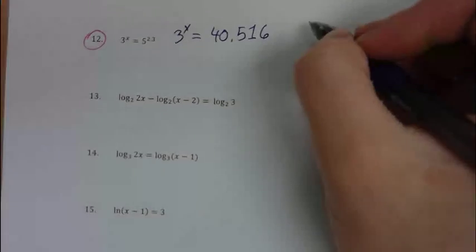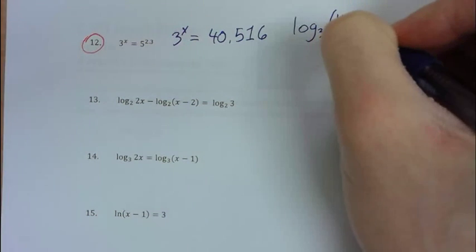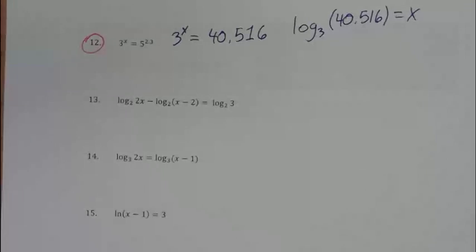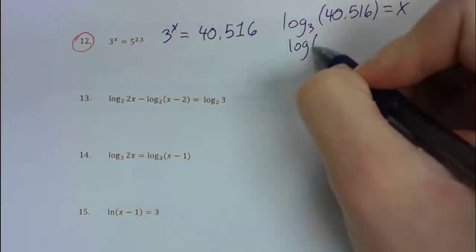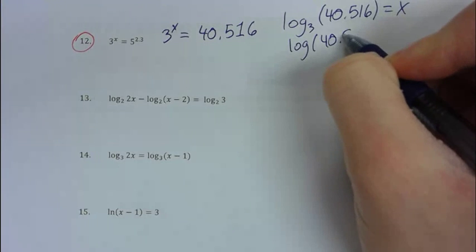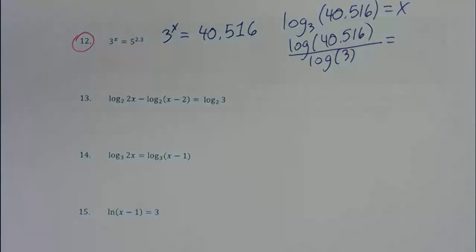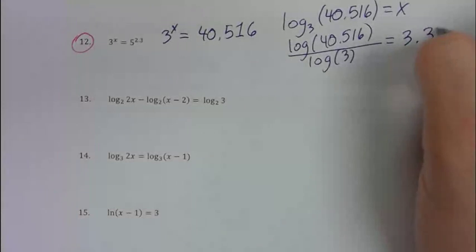And so then I would just convert it to a logarithm for the easiest way to do this. Base 3 of 40.516, like so. And then I would probably use the change of base formula. So I would do the log of 40.516 divided by the log of 3 and throw that in my calculator. And we get an answer for x of 3.37.